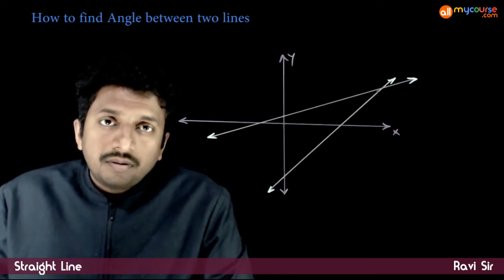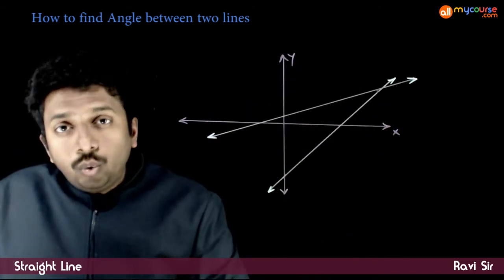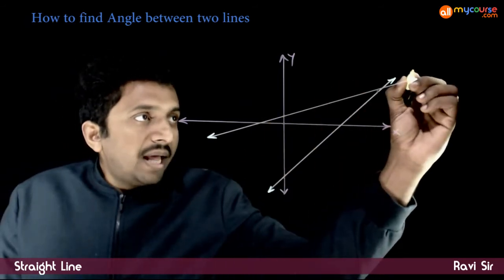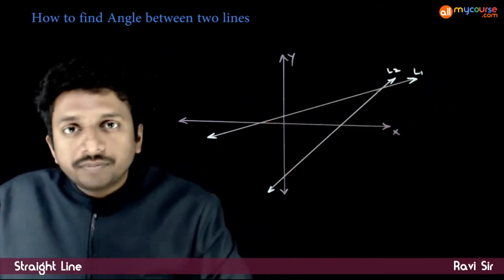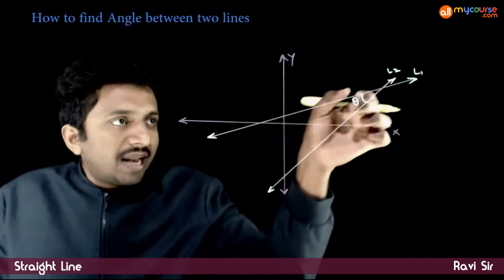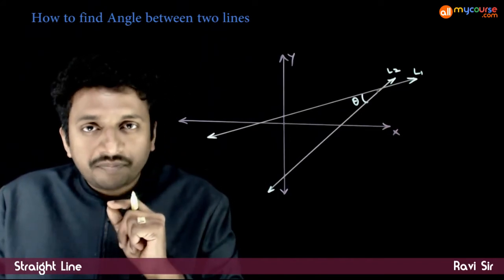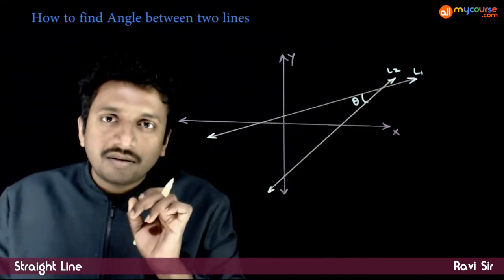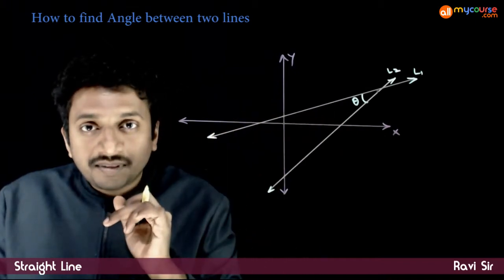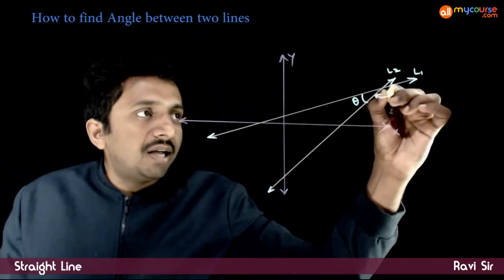Welcome students. In this video, let us look at how to find the angle between two lines on the coordinate system. So assume that you have two lines, line 1 and line 2, whose angle between them is theta. You need to understand an important thing here. If two lines are inclined at an angle of theta with each other, we can as well say that they are inclined at an angle of 180 minus theta also.